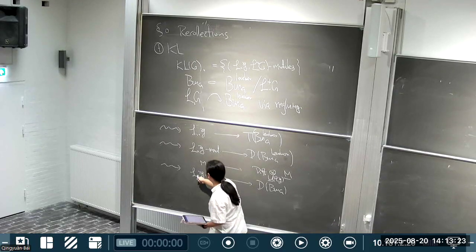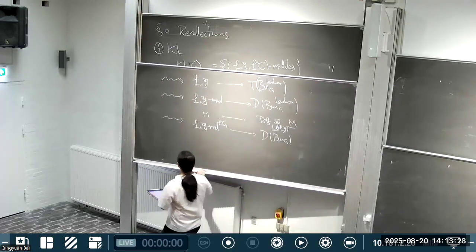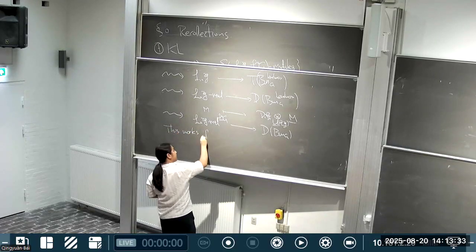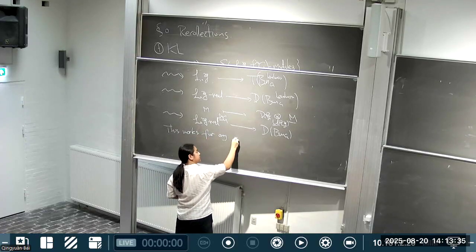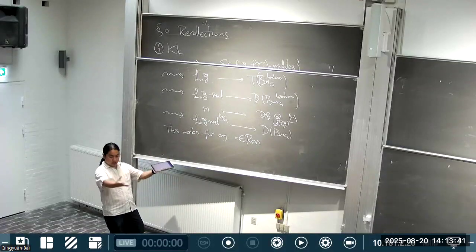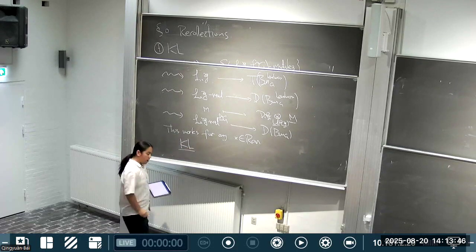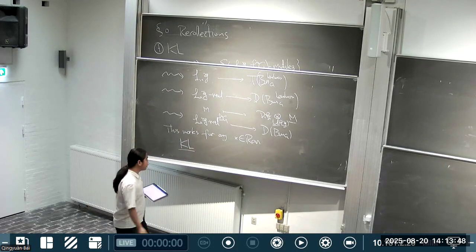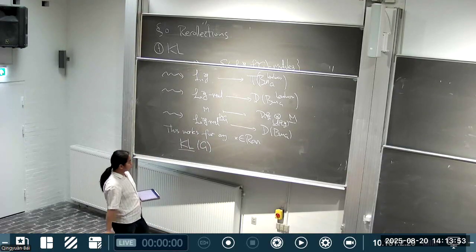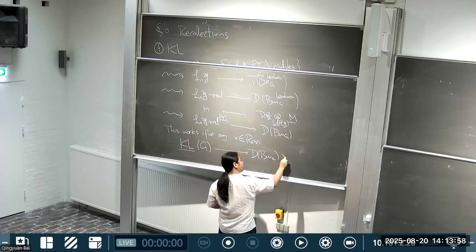Note that here everything depends on the point on the curve. This works for any x inside this Ran space. Therefore you can just assemble them together to obtain a functor between sheaves of categories. Namely, you obtain a functor from this KL_G to D-modules on Bun_G, as the vector.